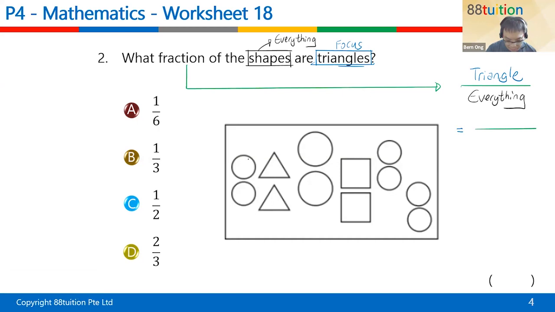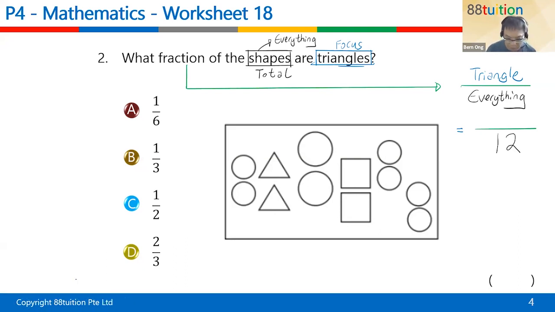Let's go and count how many everything we have. 1, 2, 3, 4, 5, 6, 7, 8, 9, 10, 11, 12. So everything consists of 12. Can you follow? All right. So it's like the total. In this case, the shape or the everything is like the total. You can say that. And they're only focusing on what? They're only focusing on the triangles.